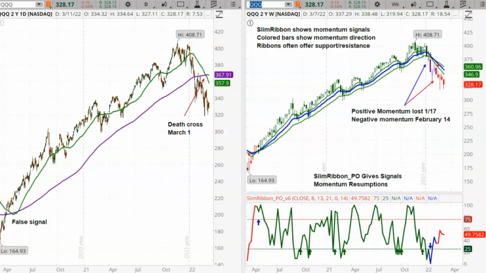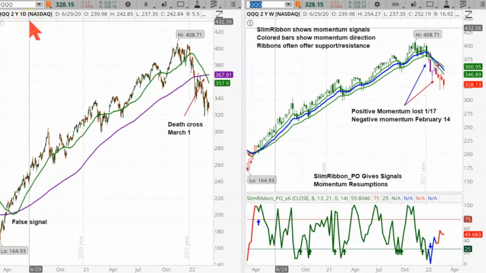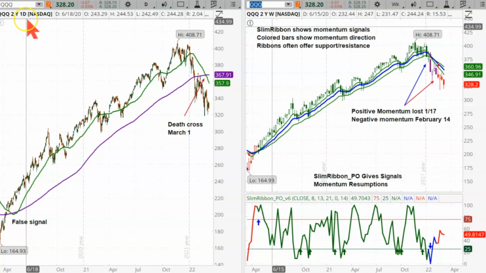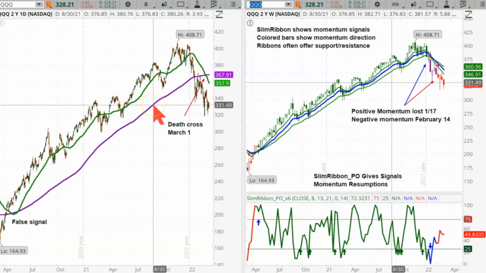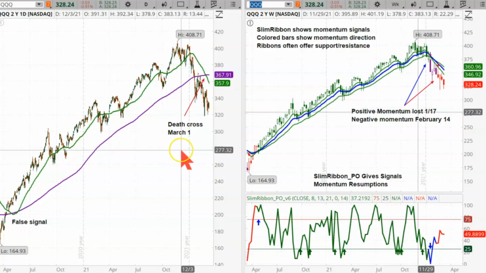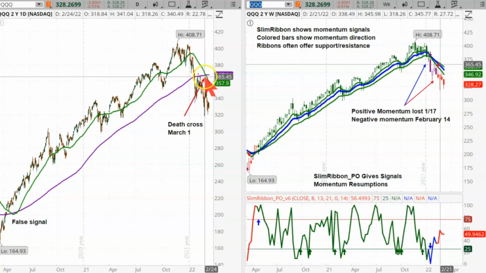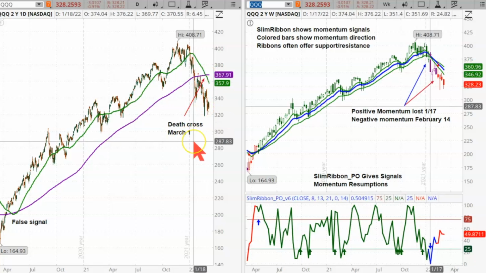This is the QQQ, and I'm showing it to you two different ways. The one on the left is the way that has been around for decades and decades, where you look at a daily and two moving averages, which are the 50 and the 200. And I've gotten lots and lots of emails about the death cross here in the QQQ that occurred on March 1st. Of course, the question is, is that valuable to you?